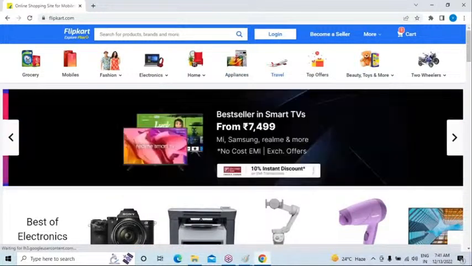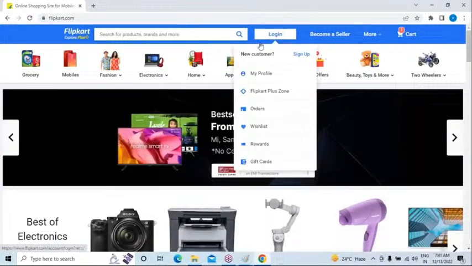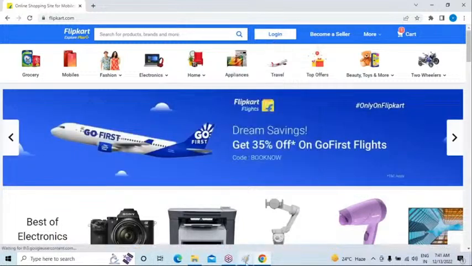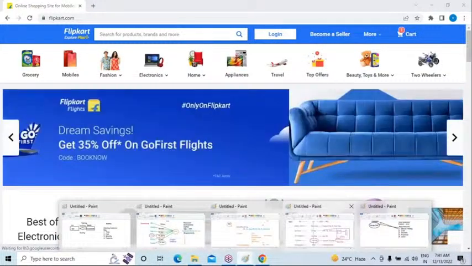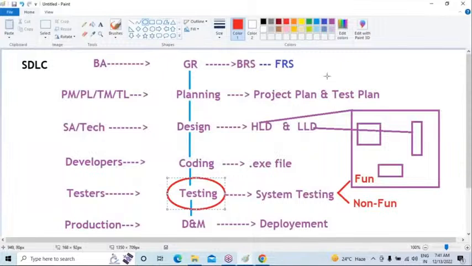Everything they will provide. So how to test login? The login related document is provided in the requirements document. For each and every functionality, they will provide the related diagram or information, and we have to understand the design as well. Then we will go for the testing.